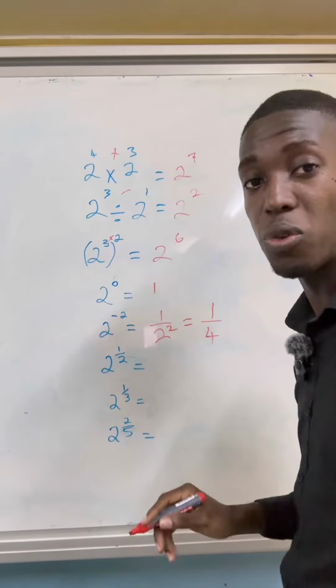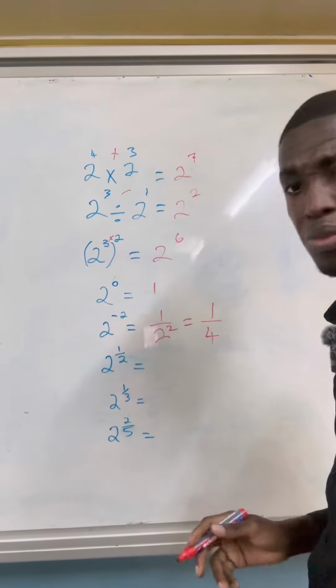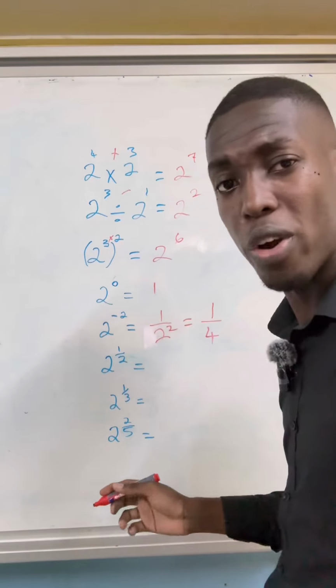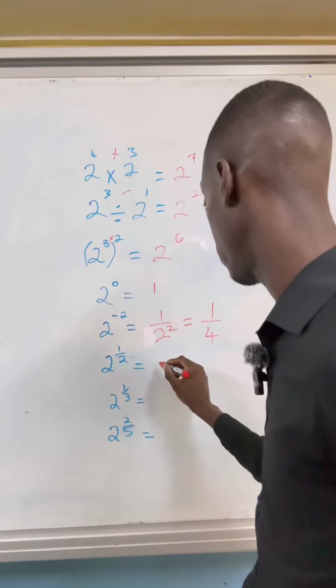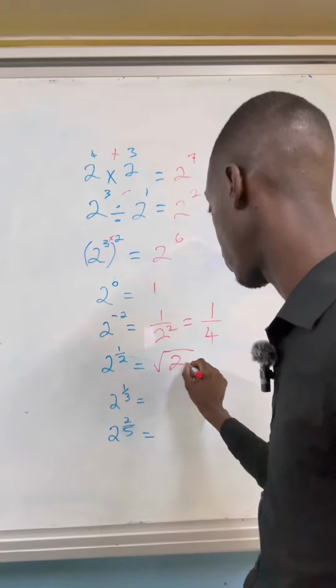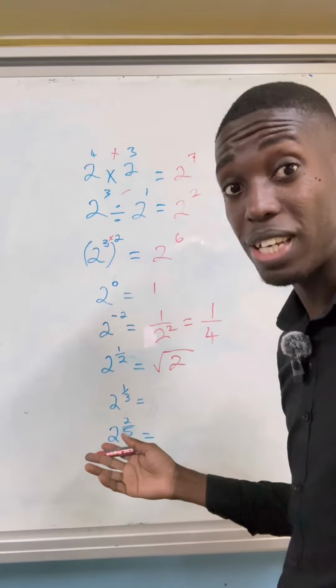In the next case, we have 2 raised to a half, right? This basically means we're finding the square root of 2. Pretty simple, pretty easy, right?